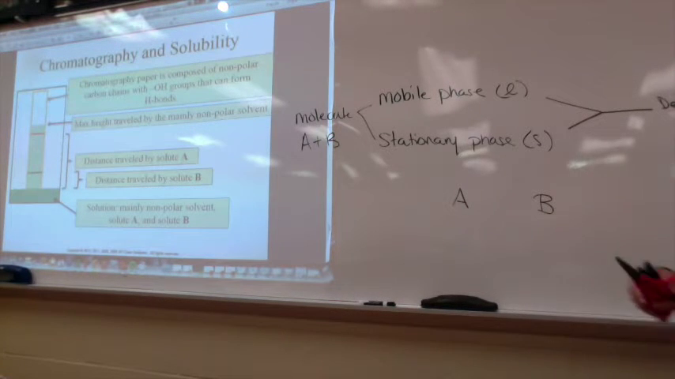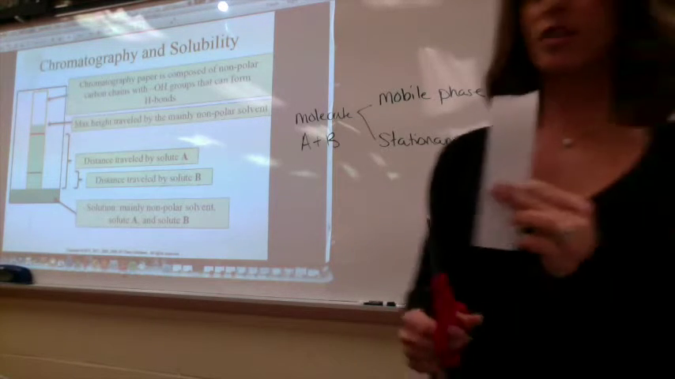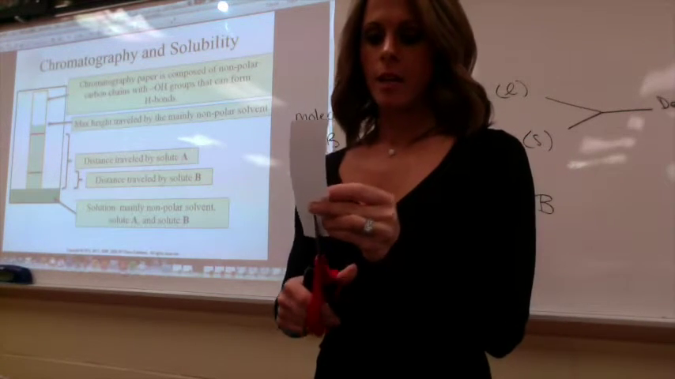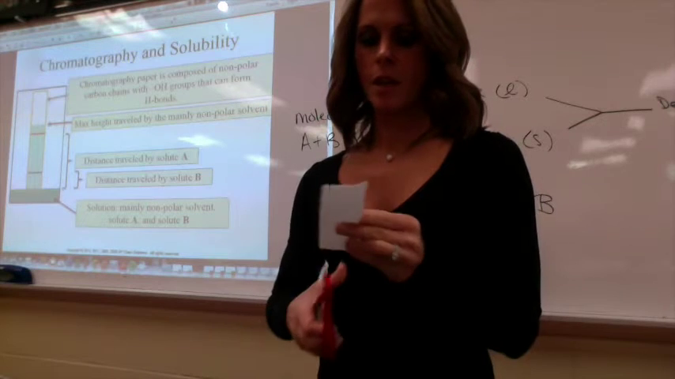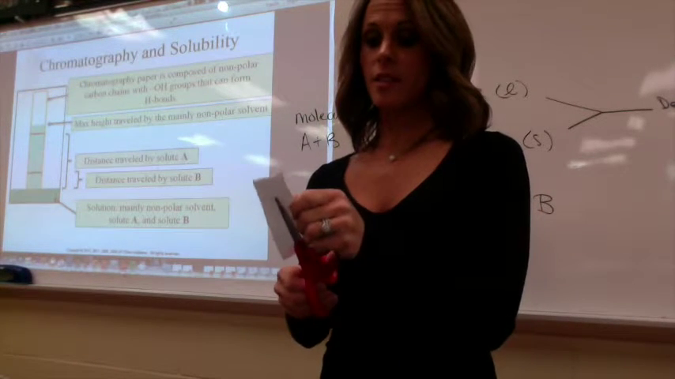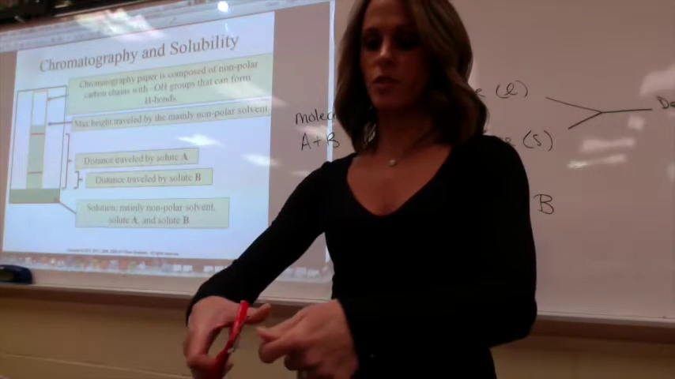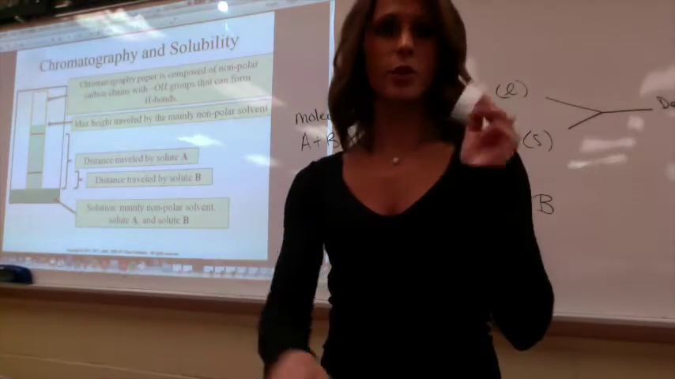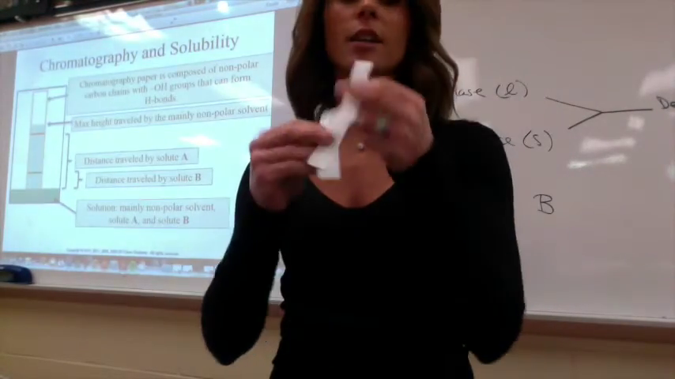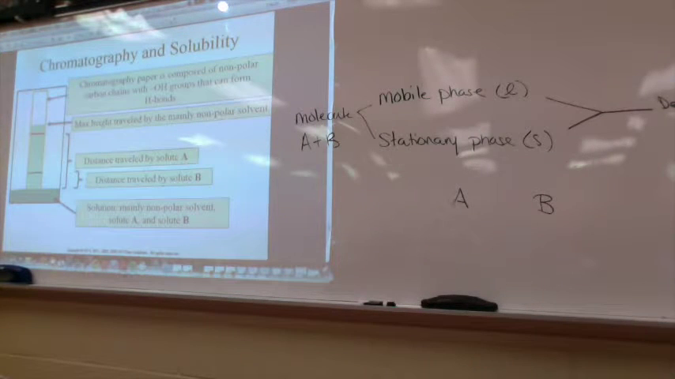You probably have done this at some point, where you take a piece of chromatography paper, which is just like paper, and this is considered your stationary phase. So your molecules are going to choose to either stay with this paper, which is made out of cellulose. It does have hydrogen bonds on it, or it's going to choose to stay with my water.